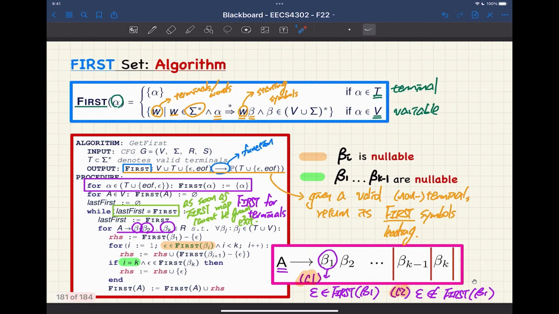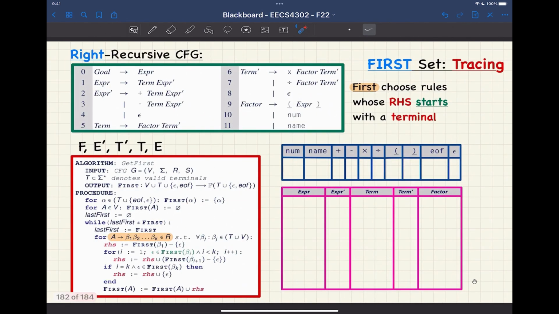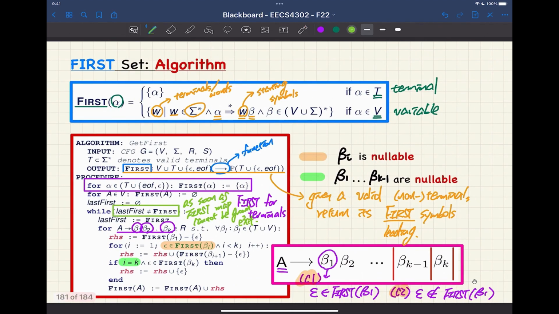Case number 2 would be when epsilon is not in the first. What will be one example? One example would be, let's say this one here, factor. You can see in order for me to choose the factor, I can see the first character either being the opening parenthesis or some number or some name. There's no epsilon over here. So this is kind of the case where we can see the symbol right away. There'll be no need to go any further to beta 2, beta 3, and beta k. Okay? Let me write some annotation here and then we can move on to the algorithm.